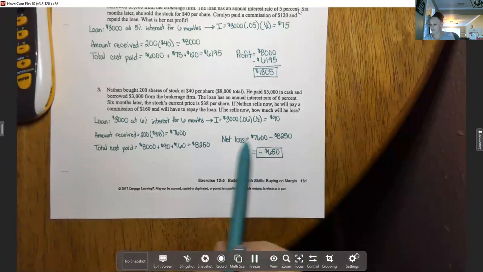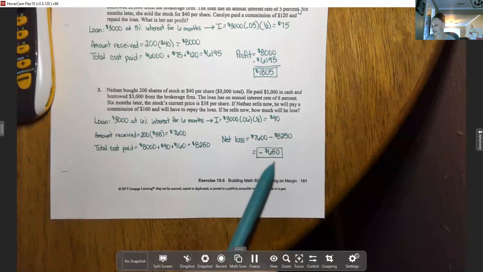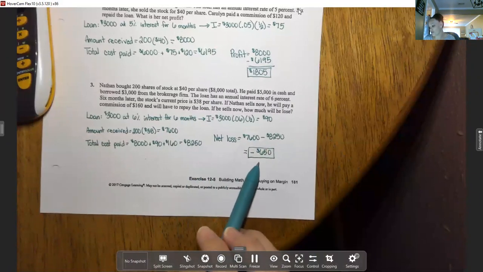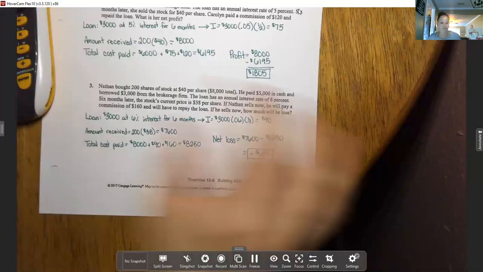And if you did this the other way, 8,250 minus 7,600, and you said his loss is $650, that's fine. This is how much money he will lose. As long as you understand that that's how much money he's losing, or negative, it doesn't matter what way you do your subtraction. I wouldn't put this as positive 650 on your test because it can be confusing depending on how you interpret the wording of the problem.